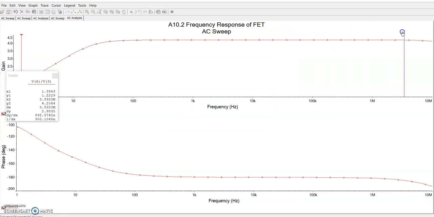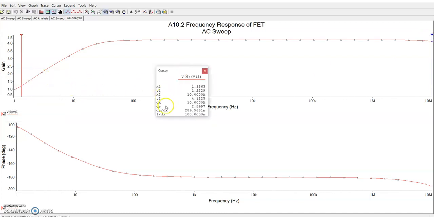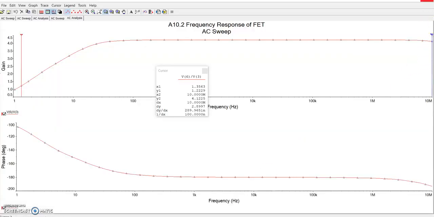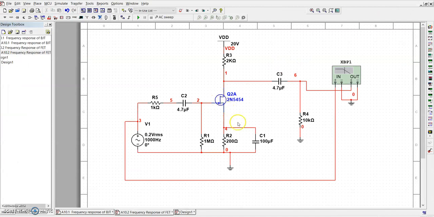Something is wrong, so I'm moving it. You can check the value here. Here we can't move next to this, so this is the maximum value, so I'm placing the cursor here. We can see that dx is the bandwidth. Here it is 10 megahertz. This is how you should calculate the bandwidth of FET or BJT amplifiers. Thank you.